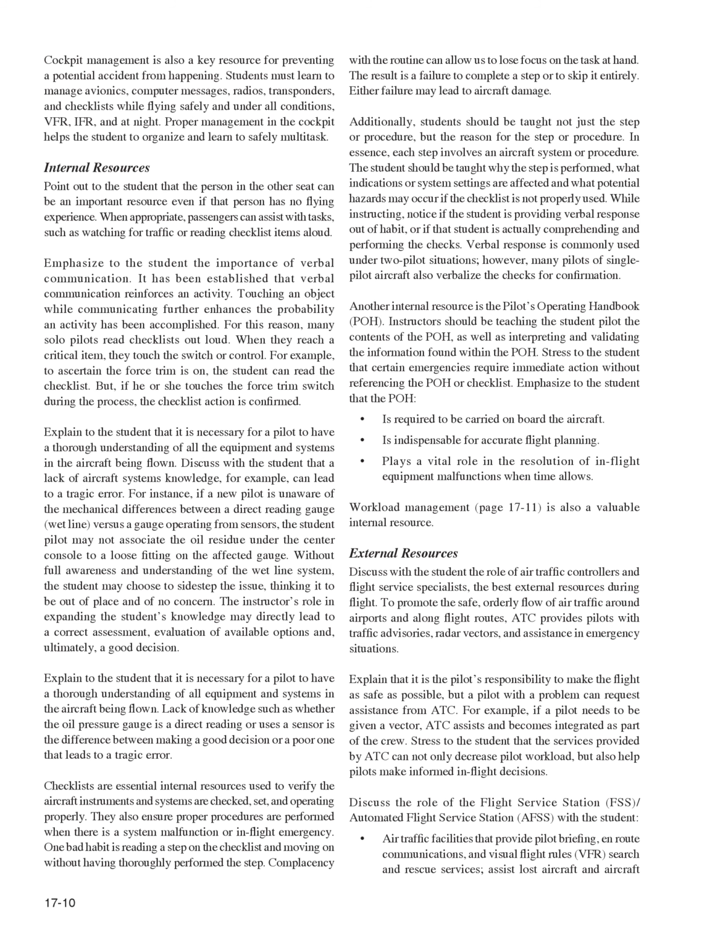Explain to the student that it is necessary for a pilot to have a thorough understanding of all the equipment and systems in the aircraft being flown. Discuss with the student that a lack of aircraft systems knowledge, for example, can lead to a tragic error. For instance, if a new pilot is unaware of the mechanical differences between a direct reading gauge, wet line, versus a gauge operating from sensors, the student pilot may not associate the oil residue under the center console to a loose fitting on the affected gauge. Without full awareness and understanding of the wet line system, the student may choose to sidestep the issue, thinking it to be out of place and of no concern.